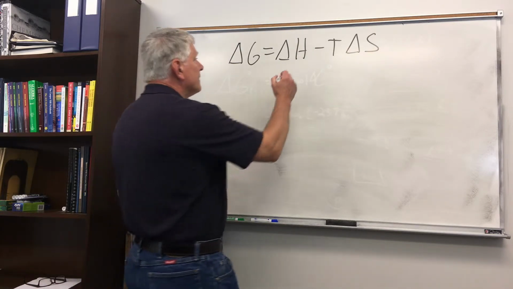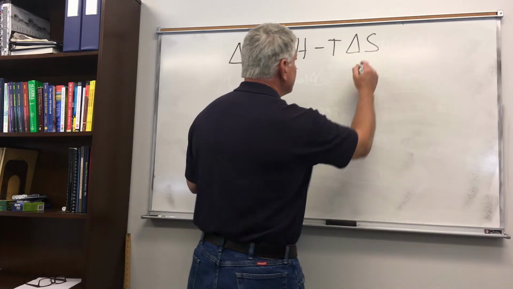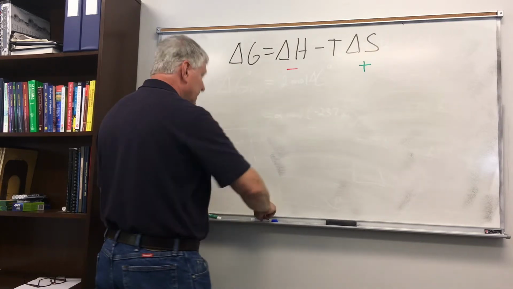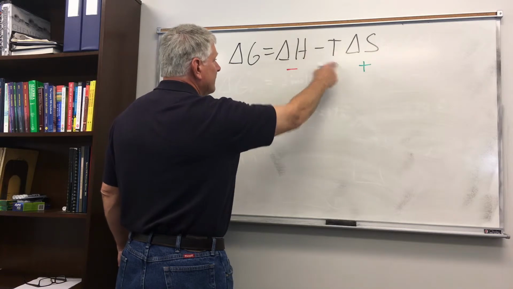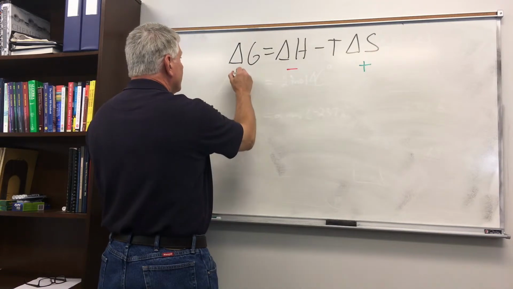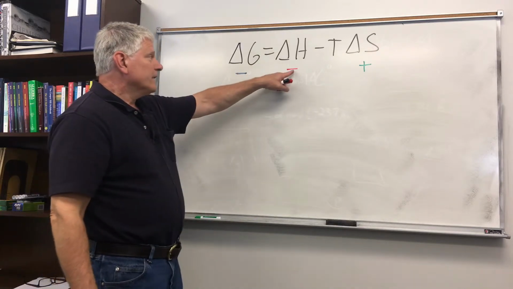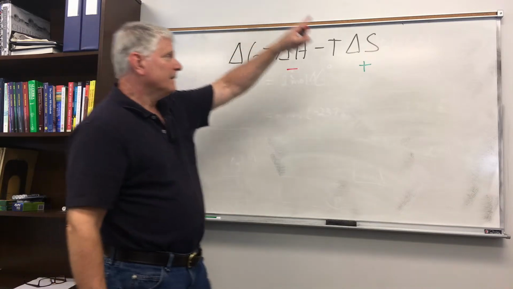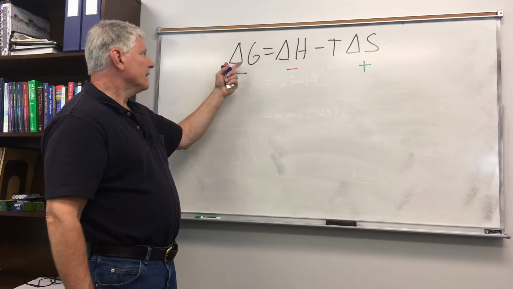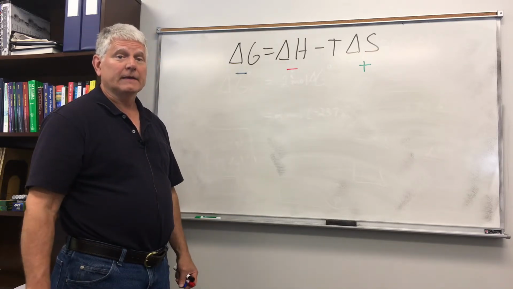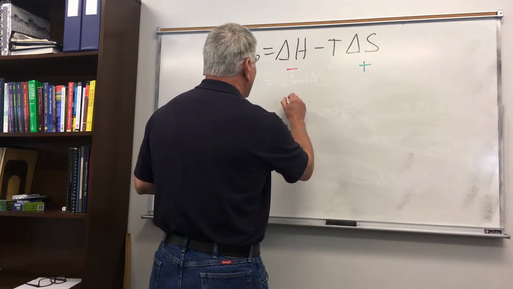Say delta H is negative and delta S is positive. That means we have a negative number minus a positive number, so that's a negative and a negative. They will add to always give a negative number. So if delta H is exothermic, negative, and the entropy change is positive, then at all temperatures, delta G will be spontaneous, negative.